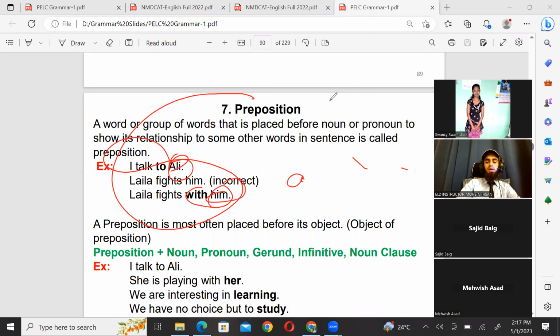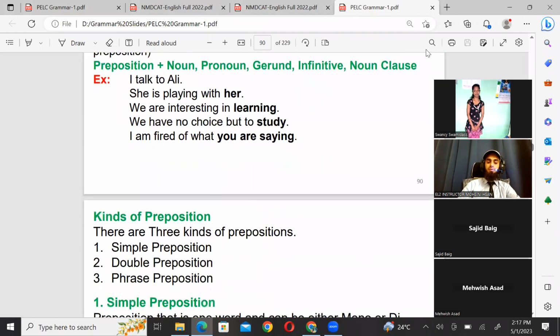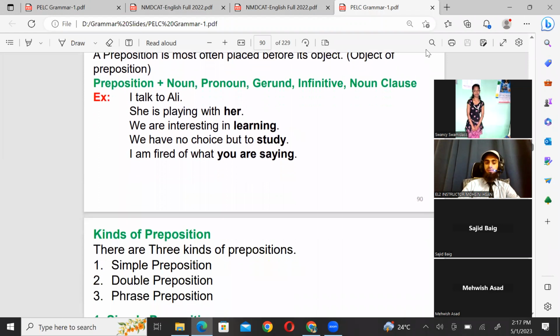Then we have in, on, short prepositions, and some double or combined prepositions like above and between, under. These are the different kinds of prepositions we are going to study.